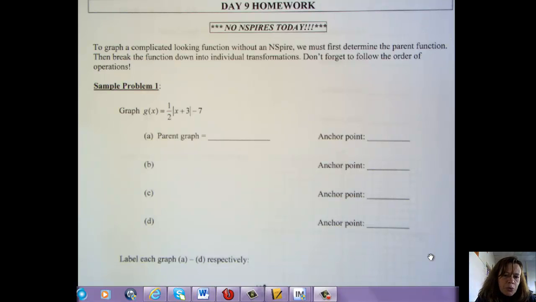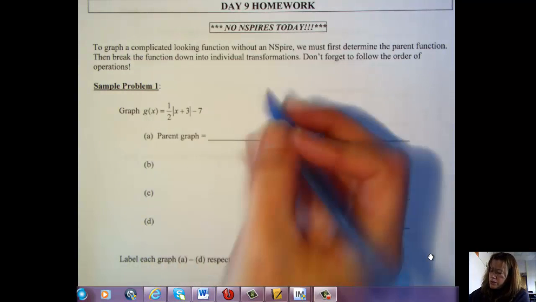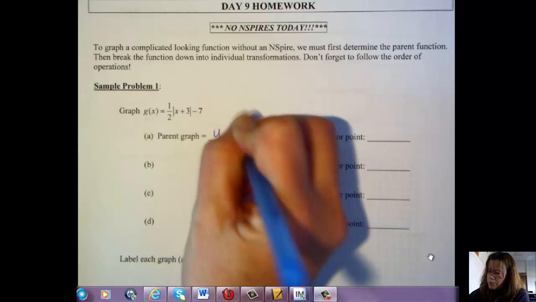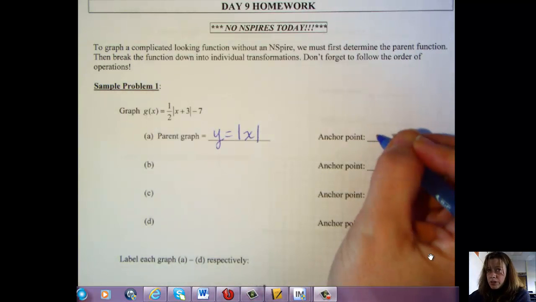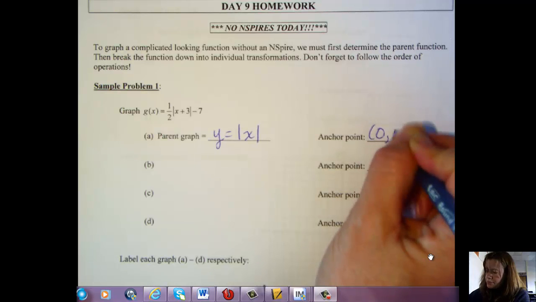So here we go with sample 1. We're going to graph g of x equals 1/2 absolute value of x plus 3, minus 7. Well, the function name that I said was absolute value, the thing without the numbers really. So my parent graph is the absolute value of x. Its anchor point, like all of the anchor points of the 4 most common parent graphs, is 0, 0.